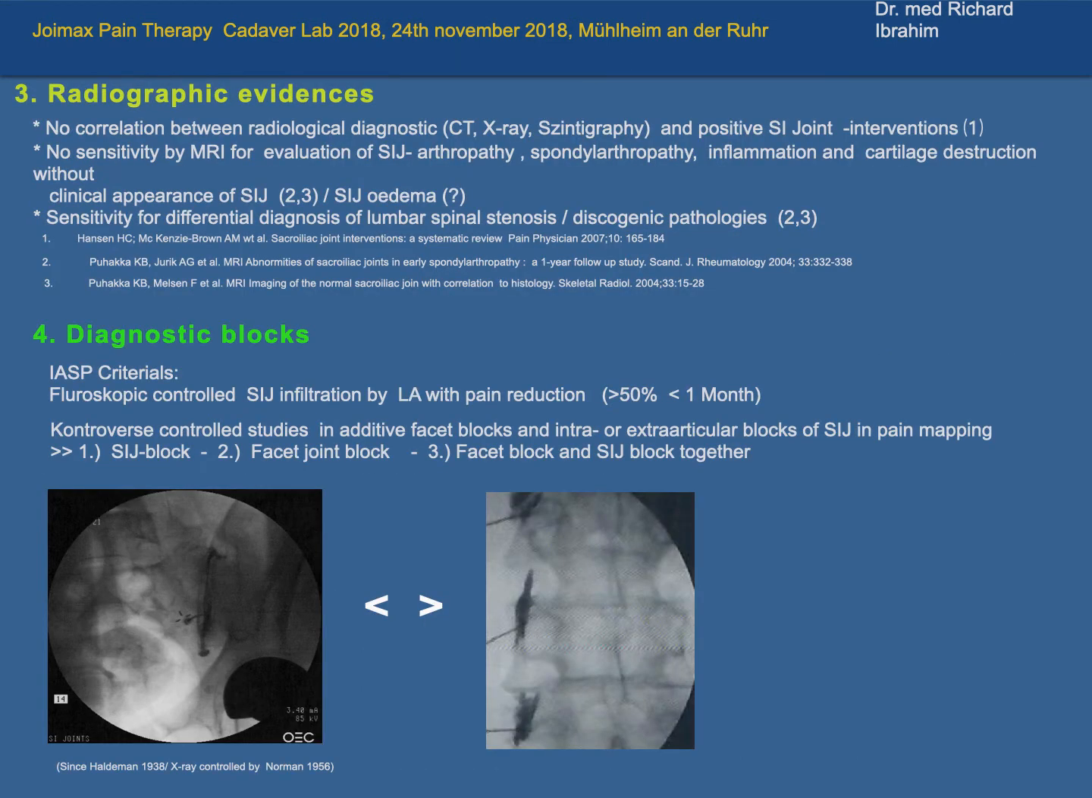The radiographic evidences, first of all, you should know that there is no correlation between radiographic diagnostic and positive SI joint interventions, or making clear there's also no sensitive MRI to evaluate an SI joint arthropathy. That means that you have most of the cases patient having SI joint problem, but you can't see any MRI pictures showing you inflammatory or so on.